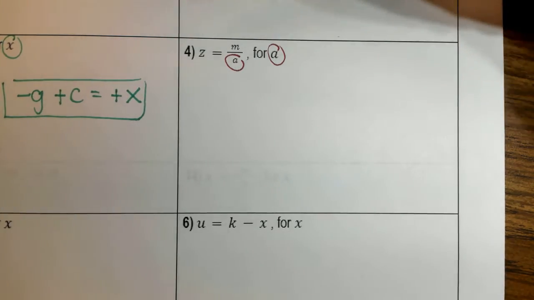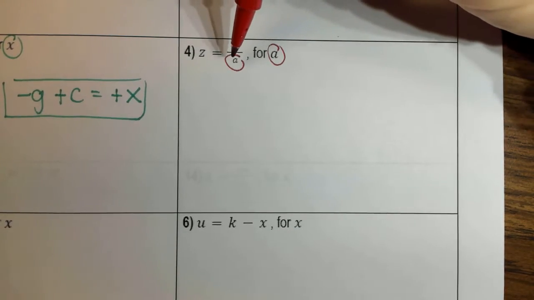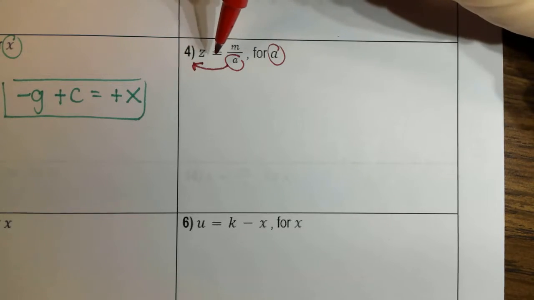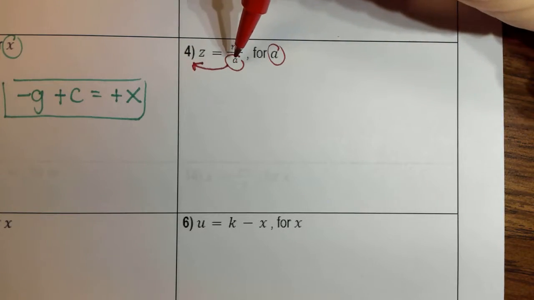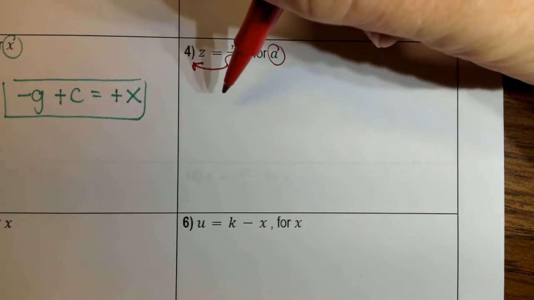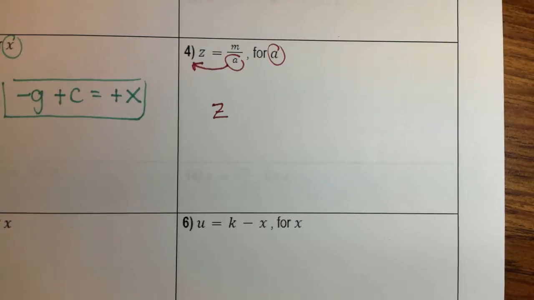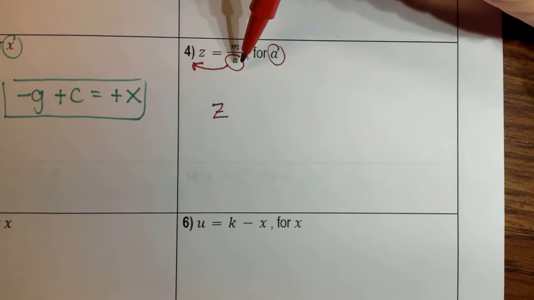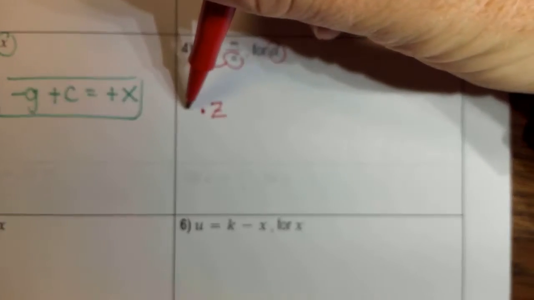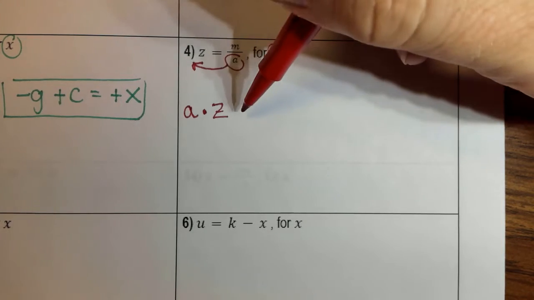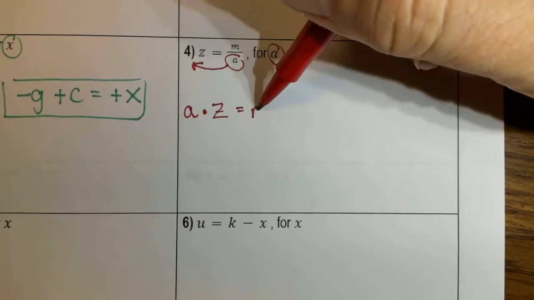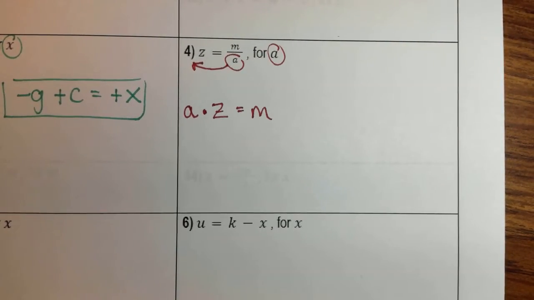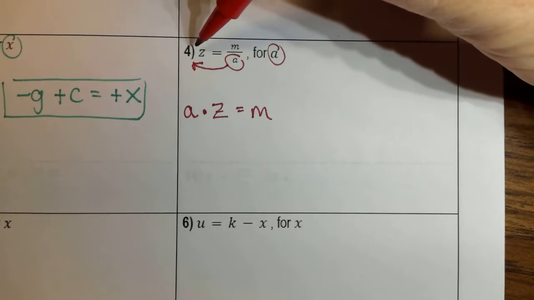So the first thing I want to do is, if I have my letter in the bottom, I want to move my letter out of the fraction. So I'm going to move it over here. So I'm going to write z. So I start with z. And because this is divided by a, when I move it, it's going to be multiplied by a. And then I'm left with m. So far, I just moved my a out from the fraction.